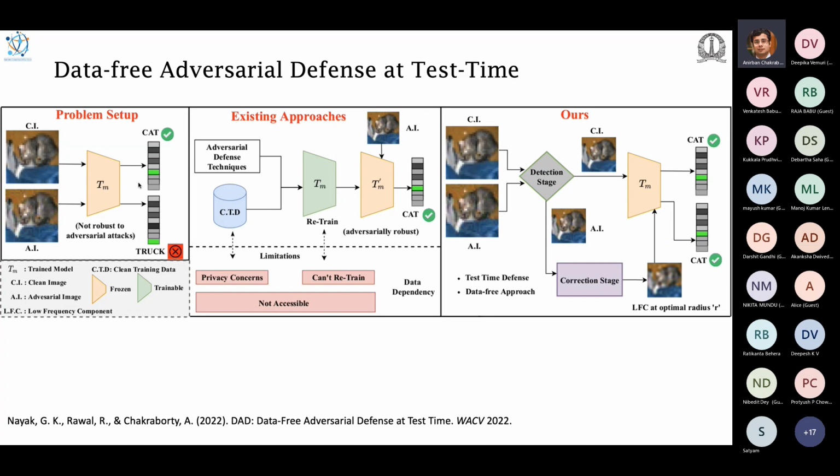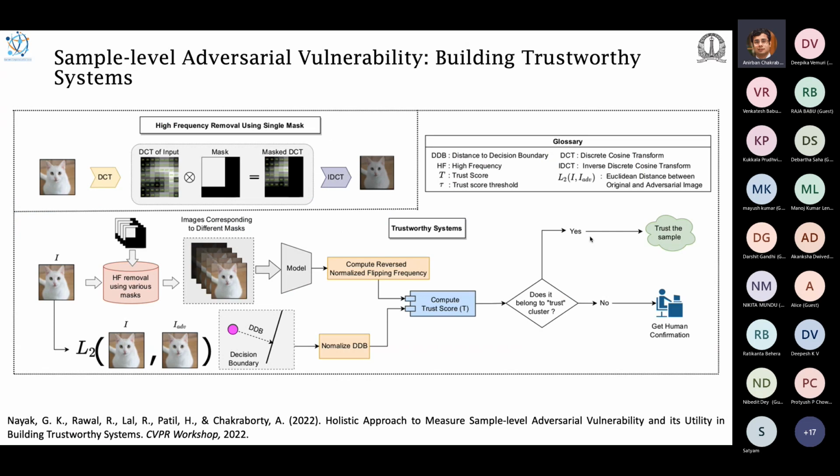This is exactly where you can do this test-time adversarial defense, where you can detect the incoming samples as a potentially adversarially perturbed image or a clean image, and then use some sort of correction of the adversarially perturbed image using a Fourier transform, basically. And that shows very promising performance even without having to train your model with the adversarially perturbed images.